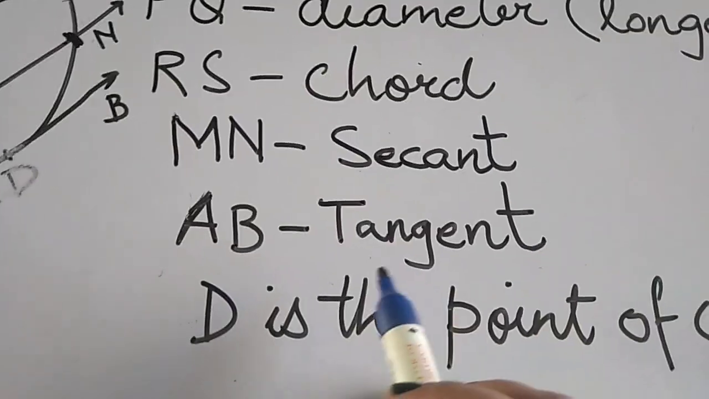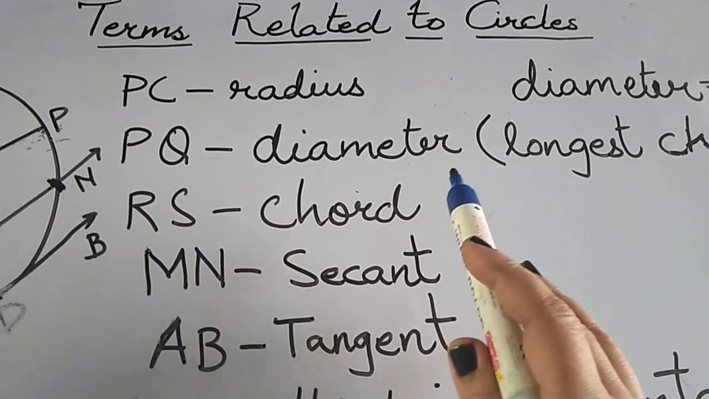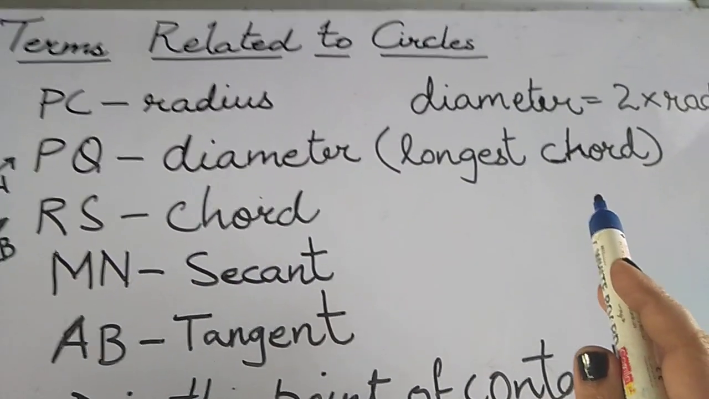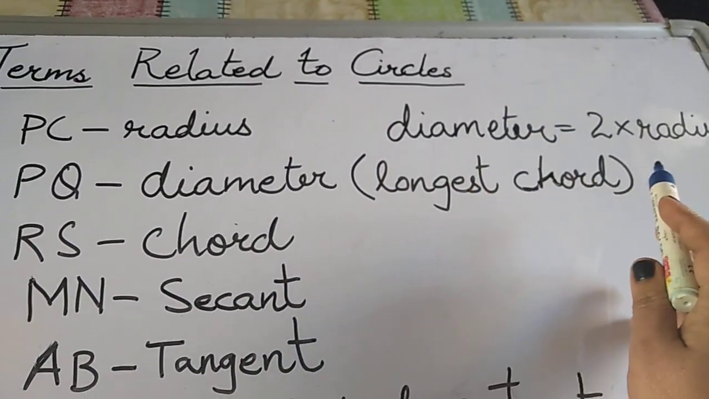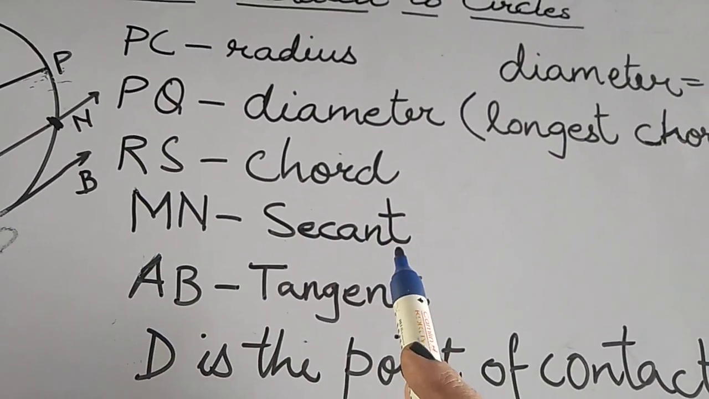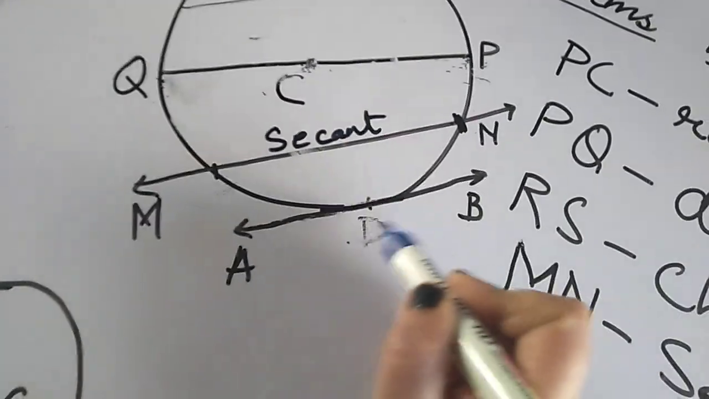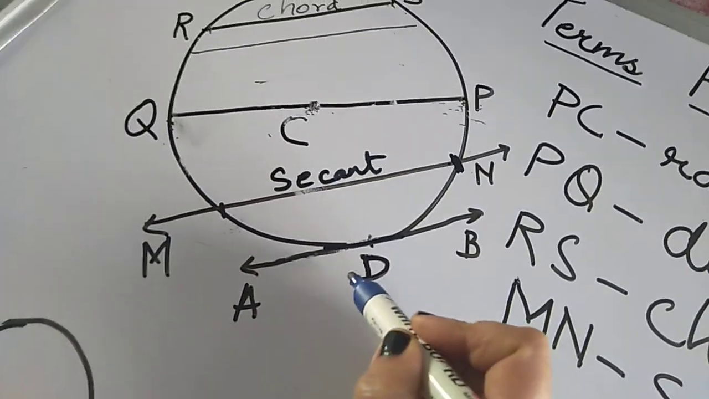Now another term is tangent. Please note down these terms: radius, diameter, which is the longest chord, the relation between diameter and radius, then comes the chord, then comes the secant, and this is the tangent. Now see, if AB is a tangent, can you all see this? AB is a tangent. What is a tangent?